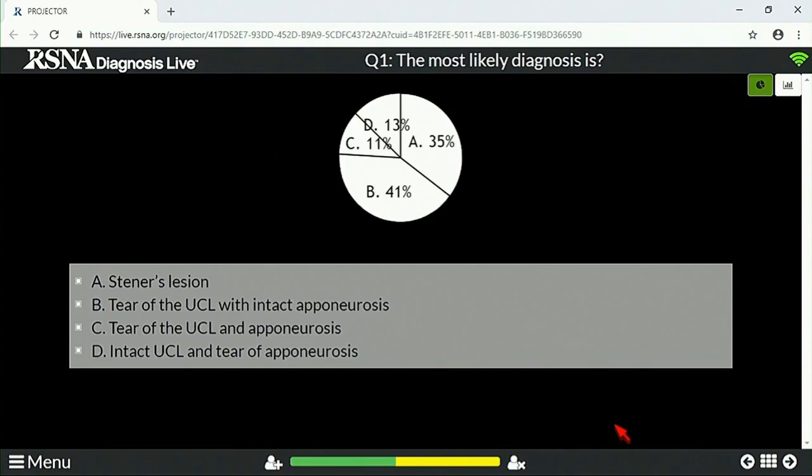Okay, so most of you thought this was B, tear of the ulnar collateral ligament with an intact aponeurosis, which is the correct answer.